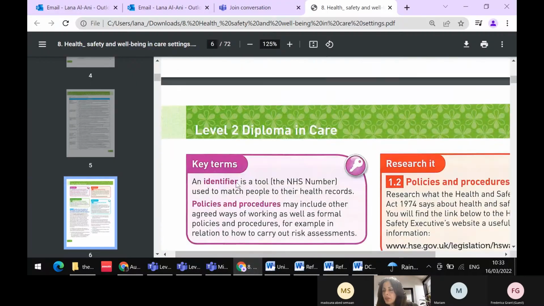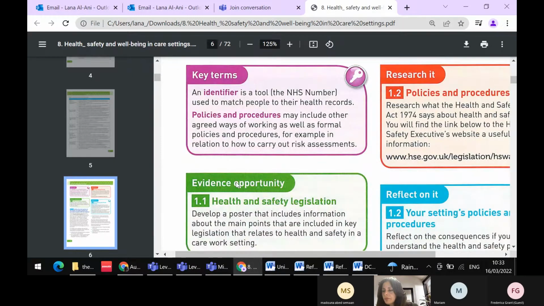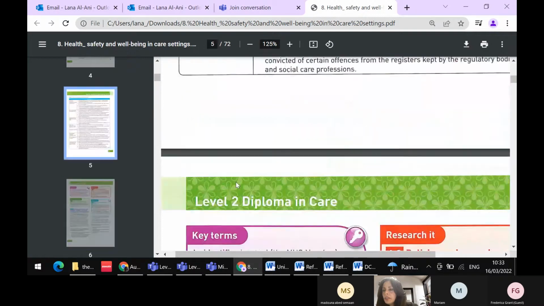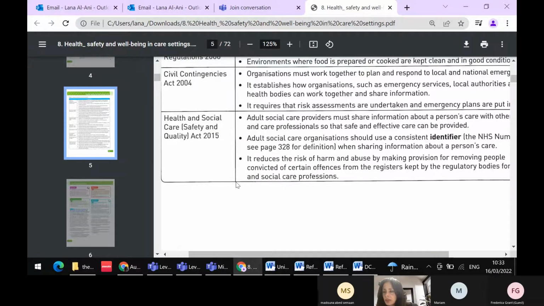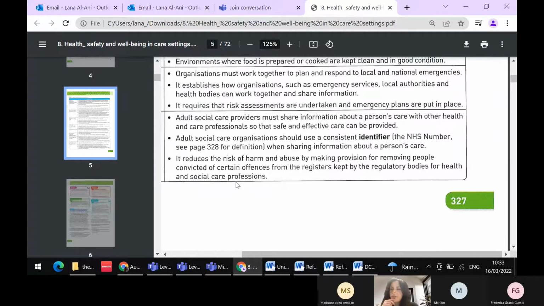And there is the last one, I think this is the last one. So the last one is the Health and Social Care Act 2015. This is all about adult social care providers. They must share information about personal care with other health organization professionals.